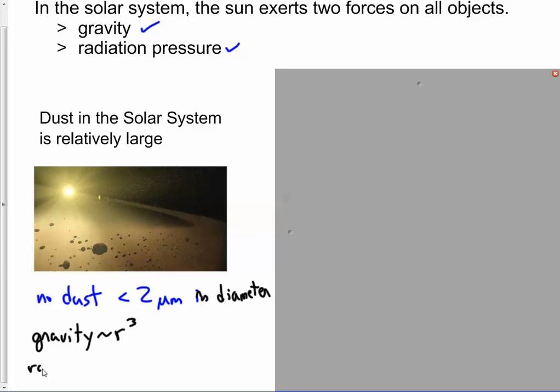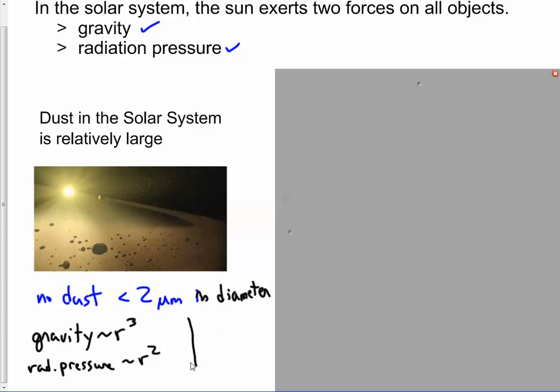But the radiation pressure, the force that you feel from the radiation pressure, is not based on your volume. It's just based on your area, right? Because it's just the side of you that's facing the sun that's getting hit by the light. So it's just your cross-sectional area. So it's just area, so that's just r squared, right?